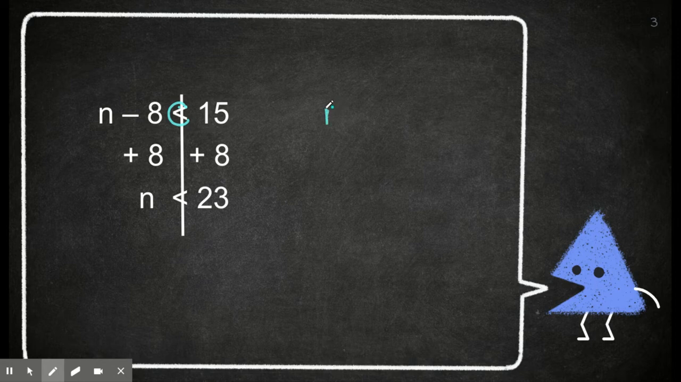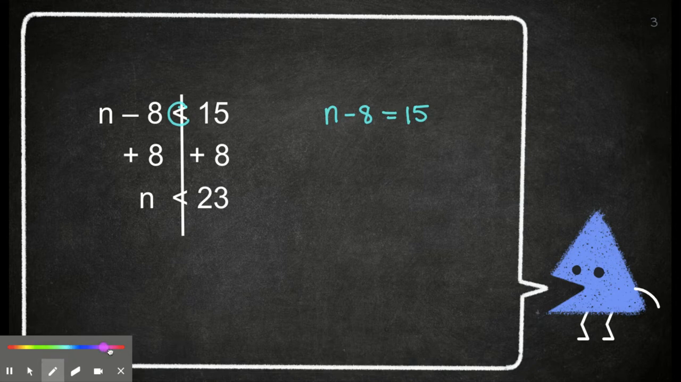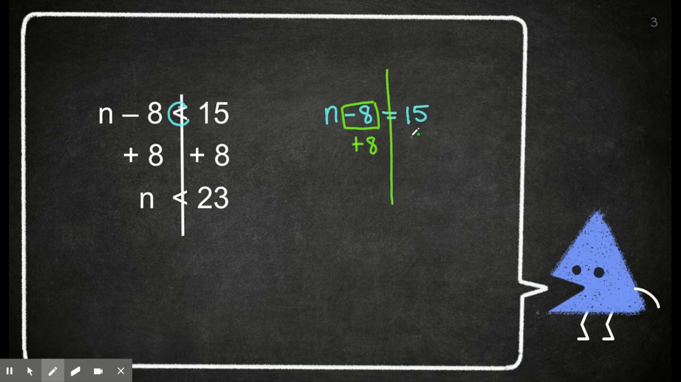But let's just pretend for a second that this was n minus 8 is equal to 15. We would do the same process with an equal sign as we do with inequality signs. If this was an equal sign, we would have to do the inverse operation to get rid of whatever is with n so we can get n by itself. In this case, we're subtracting 8, so we need to add 8. On the right side, we need to do the same thing, add 8. If you look over here, they did that. We have minus 8, so they did the inverse and added 8.